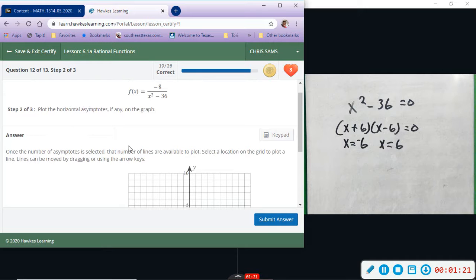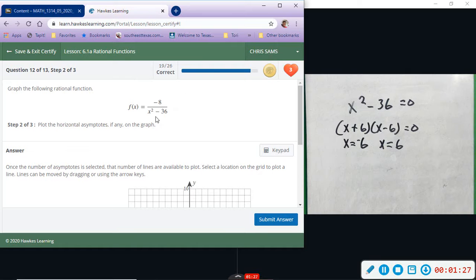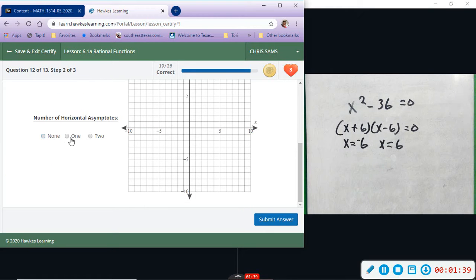Okay, so now it wants you to plot the horizontal asymptote. So we have to look at the degree of the top to the bottom. If the top is bigger, there's none. If the bottom is bigger, it is 0. So in this case, the top is 0, the bottom is 2. So we will have one horizontal asymptote at y equals 0.